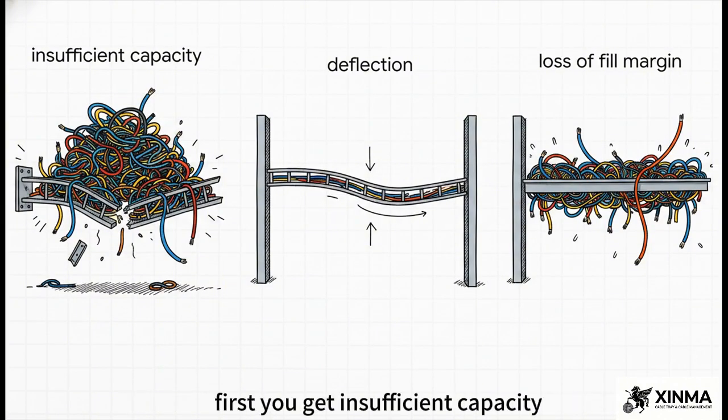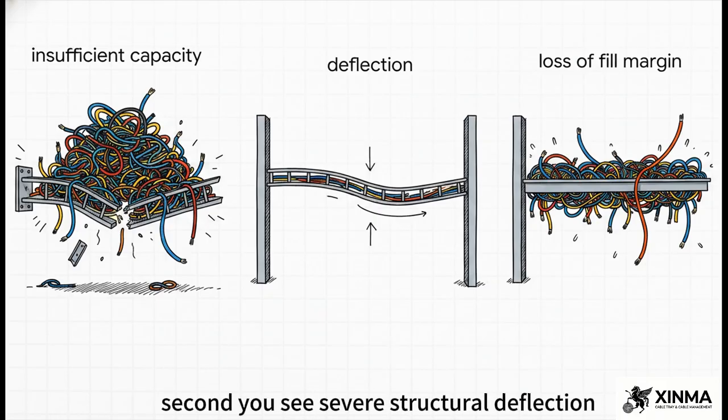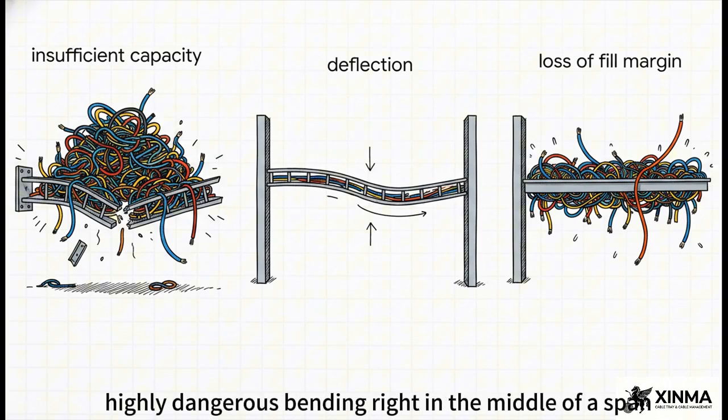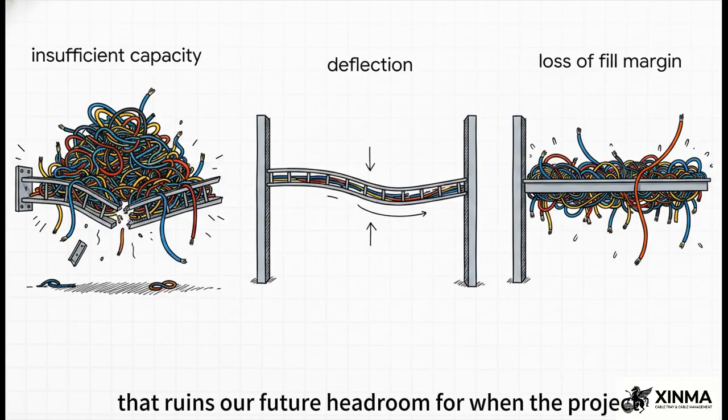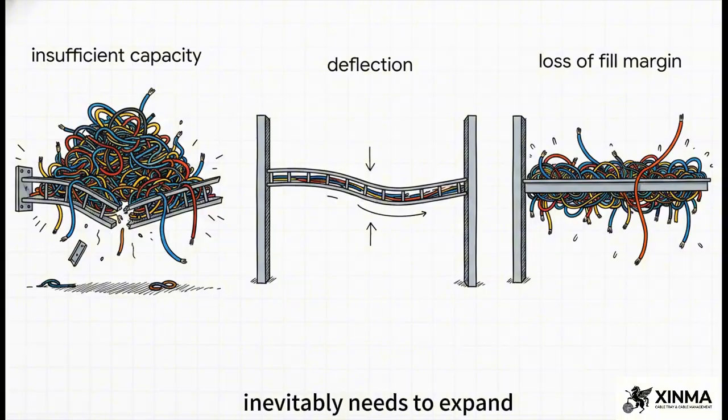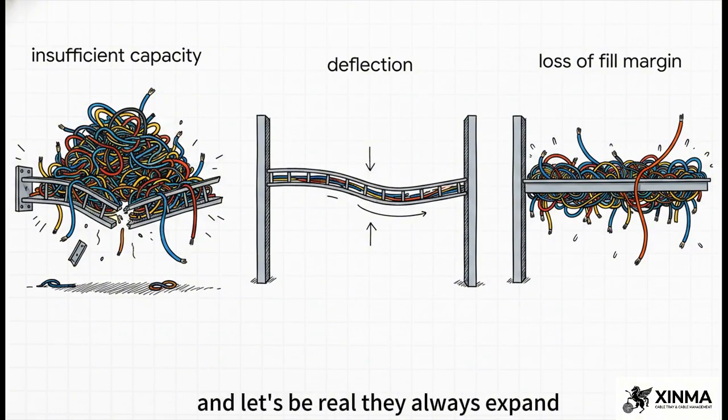First, you get insufficient capacity. That's where the tray literally just collapses under the weight of the cables. Second, you see severe structural deflection, meaning you get this visible, highly dangerous bending right in the middle of a span. And third, you completely lose your fill margin. That ruins our future headroom for when the project inevitably needs to expand. And let's be real, they always expand.